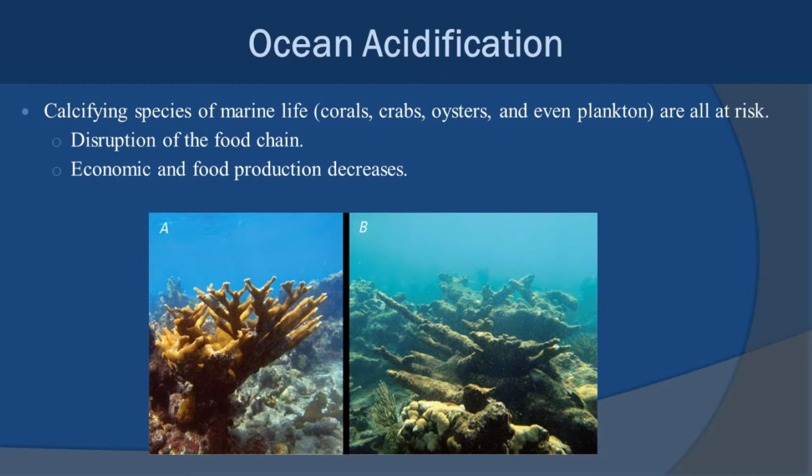This is a picture showing sort of a before and after of a elkhorn coral. Of course, it's not the exact coral, but these are the things that are actually starting to occur. Corals build a calcium carbonate skeleton. They build reefs this way. And as the pH becomes lower, more acidic, they are not being able to calcify well, and that's causing them to have problems and even die off.